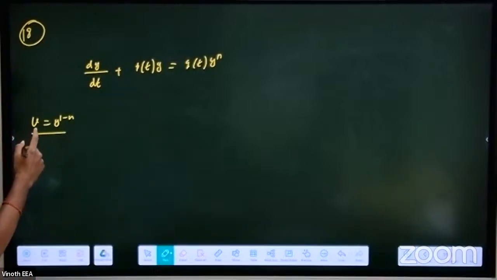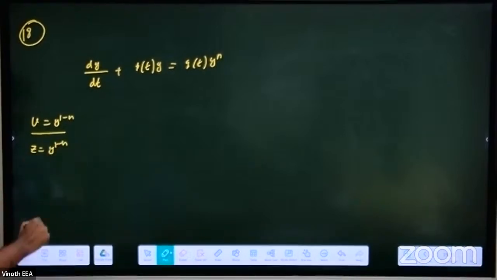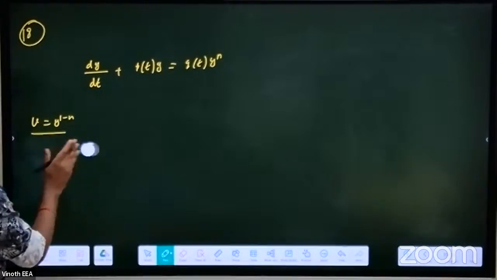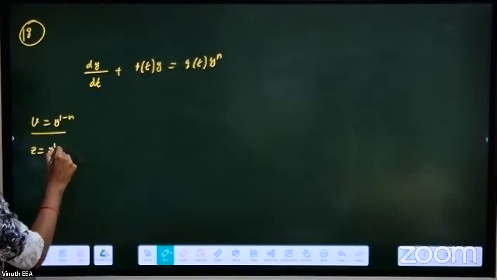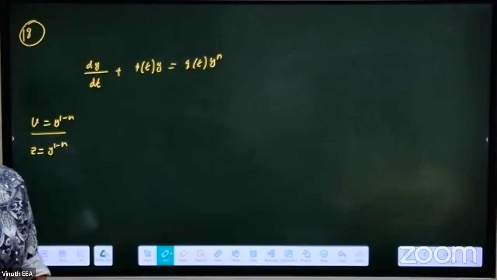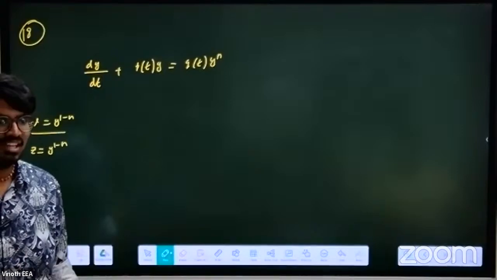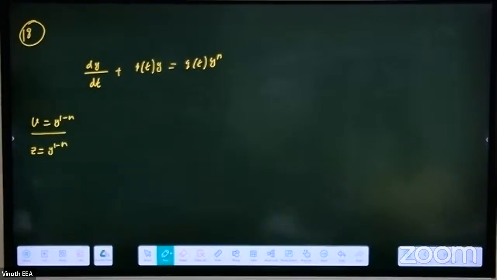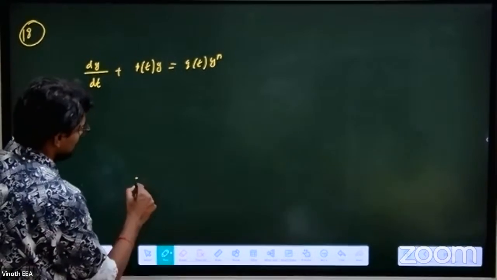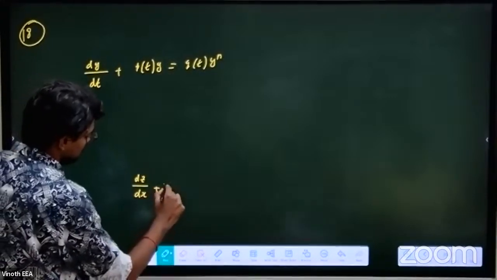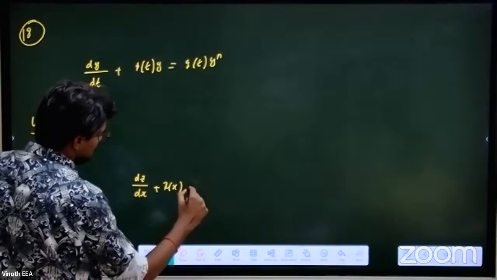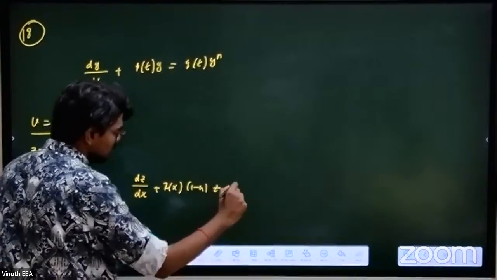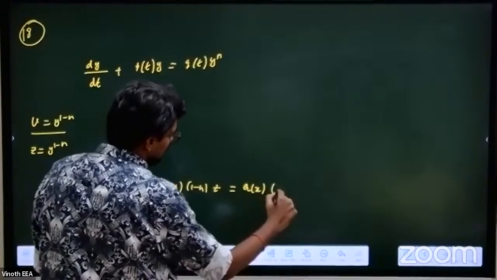What will we get? In our case, I replaced z as y power 1 minus n. I replaced z, you don't remember z. What is the equation I got? First, I am asking what equation we got in Bernoulli's. The final equation in Bernoulli's, based on z: dz by dx plus 1 minus n into z, which is equal to q of x into 1 minus n.